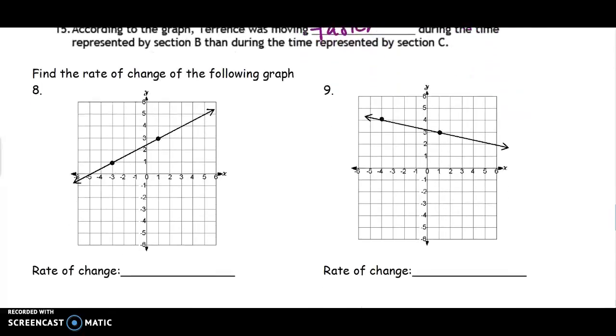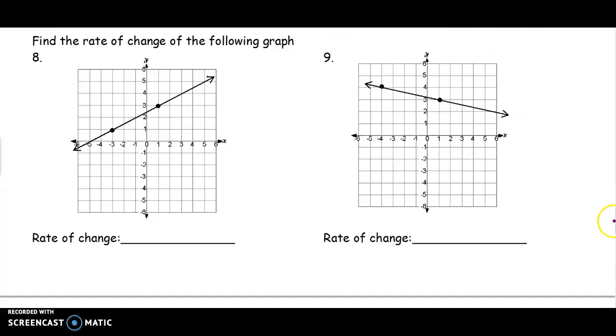8 did not show up on your packet, so we're just going to skip that one. For 9, we're going to find the rate of change of this graph. So we draw our lines connecting the two dots. We first move our rise, which would be -1, and our run is 5 units. So again, change in y over change in x. You cannot simplify -1/5, so that is your answer.